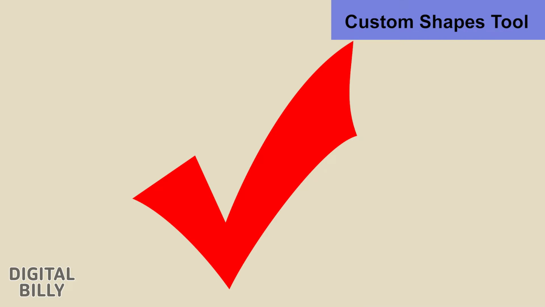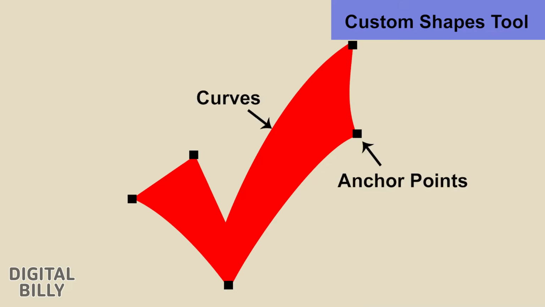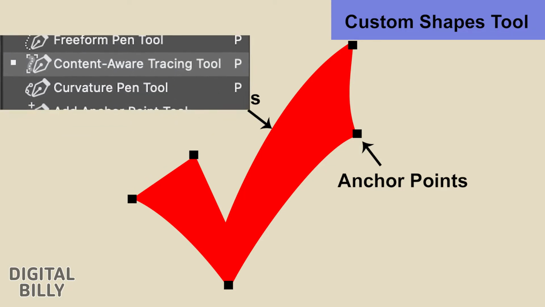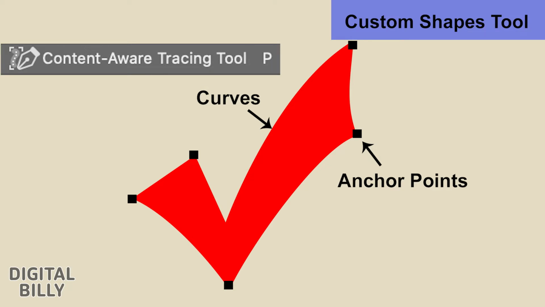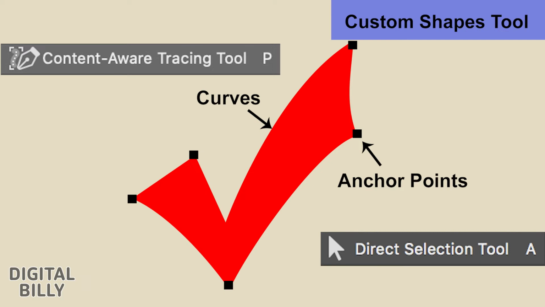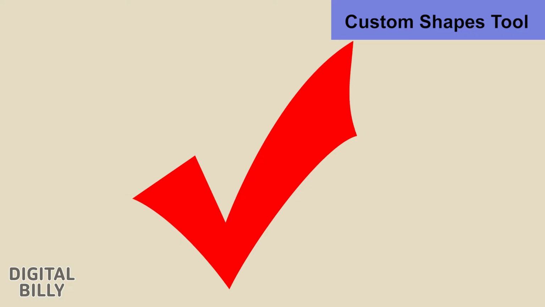This is an example of a vector shape. It's defined by its anchor points and curves. In the full version of Photoshop, you would be able to select this pen tool, and be able to modify this shape. Or you'd be able to select this tool, the Direct Selection tool, to be able to move the anchor points around, or pull out the Bezier handles to edit the curves. So we have this checkmark shape that we can only resize and change the color to, and apply styles to, but we cannot change the shape itself.